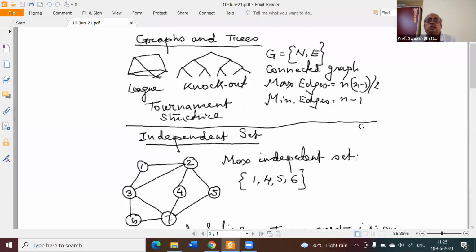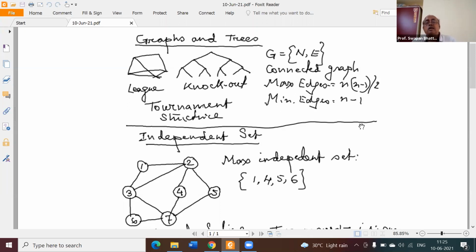In this example, we have 1, 4, 5, and 6. These 4 constitute the maximum independent set. Just verify yourself. 1, 4, 5, 6. And this is a very standard problem in computer science. It's a very, very complex problem.